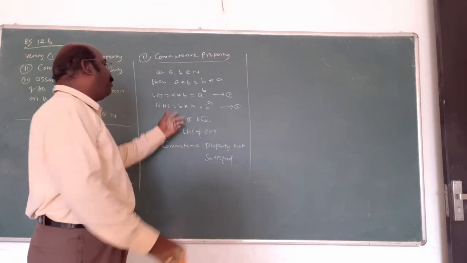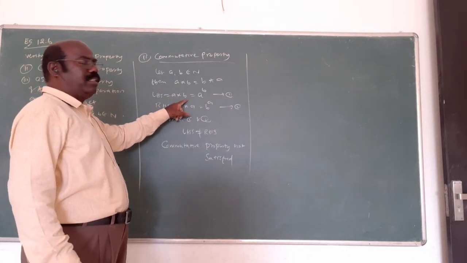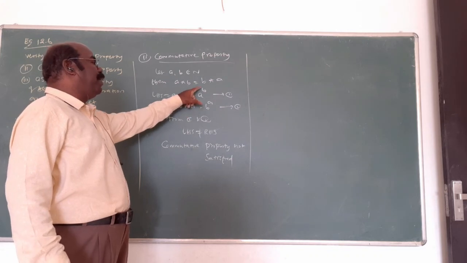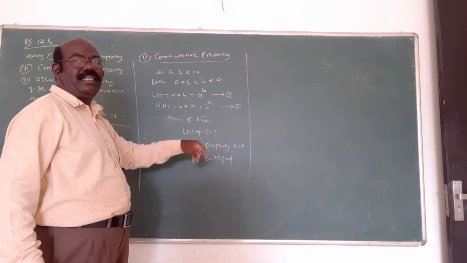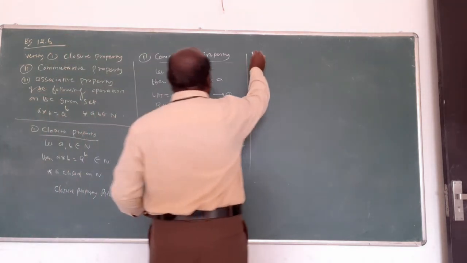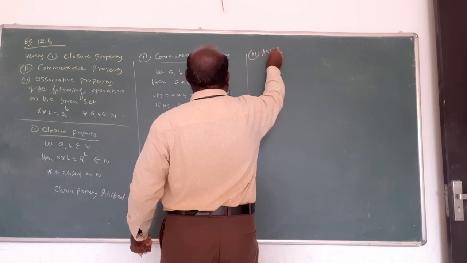Similarly, suppose you want to put the numbers 2, 3. Suppose 2, 3 means 2 power 3, 8 is the answer. Okay, 3 comma 2, 3 power 2, 9 is the answer. That's why they are not equal.